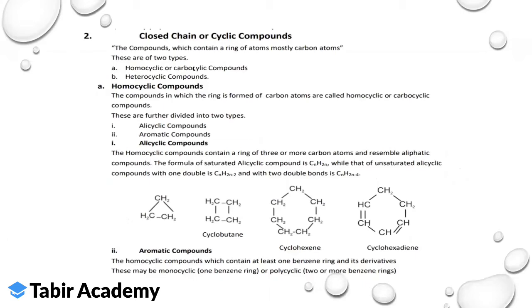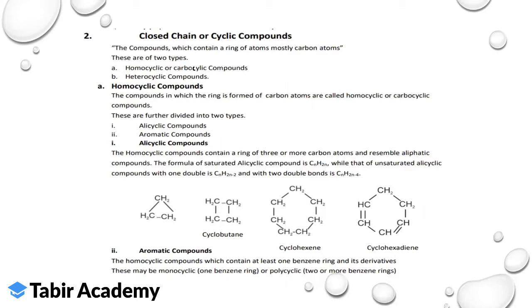Closed chain or cyclic compounds. These are very easy. You may have heard about aromatic compounds. So cyclic compounds are also aromatic compounds sometimes. The compounds which contain a ring of atoms, mostly carbon atoms. So the ring is mostly composed of carbon atoms. There are two types. Homocyclic means सबके सब जो ring के अंदर जहाँ से ring originate हो रहा है उसको आप इस corner से देखें या उस corner से देखें कहीं से भी देखें तो it is going to be carbon. उसके बाद है heterocyclic. Cycle तो है एक ring तो बन रहा है but उसके दरमियान में एक non-carbon atom भी होगा. It can be nitrogen, it can be sulfur, it can be oxygen.